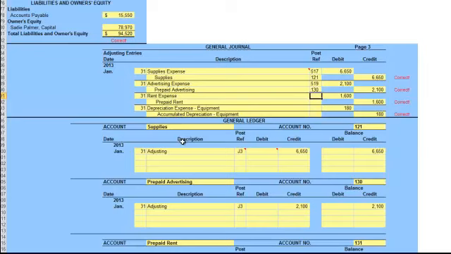And that's pretty much what we learned in Chapter 5, how to complete a worksheet. Then we prepare our 3 financial statements. Then we record our adjusting entries in the general journal and post them to our general ledger. And those are the highlights out of Chapter 5.